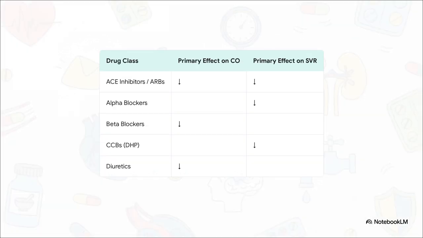And now we can map everything back to this equation. Look, beta blockers and diuretics primarily decrease cardiac output. Alpha blockers and those dipine calcium channel blockers primarily decrease the vascular resistance. And the RAAS drugs, our ACE inhibitors and ARBs, actually do a bit of both, which makes them really versatile players in the game.